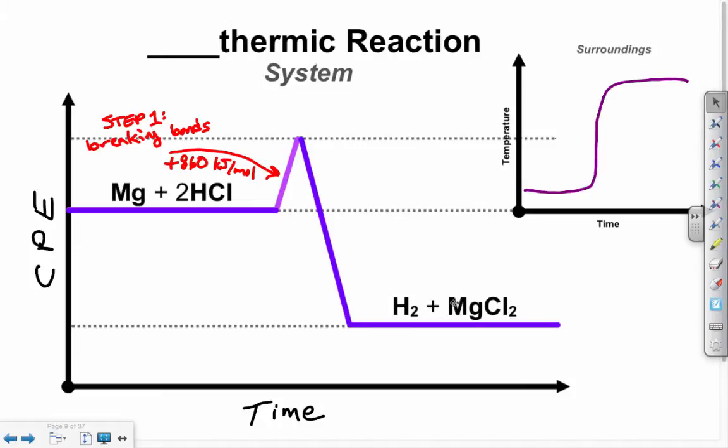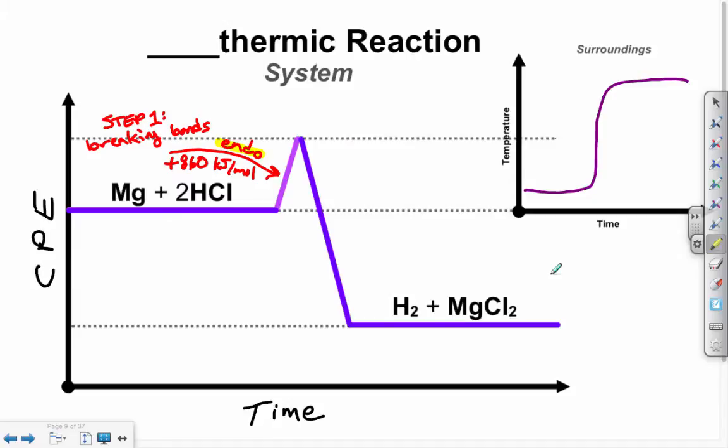The magnesium and the hydrochloric acid molecules can bump into each other over and over again, but if they don't collide with at least 860 kilojoules per mole of energy, their bonds will not break and the reaction will not begin. The positive sign indicates that the 860 kilojoules per mole of energy is put into the system. Thus, the breaking of bonds is endothermic.